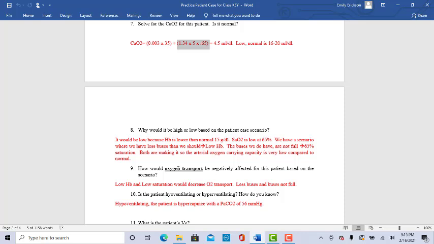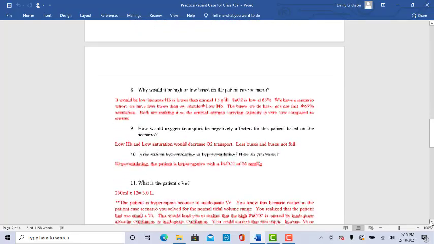I will try to guide you to the answer that I'm looking for by having you solve for something specific or just highlighting portions of the patient case scenario. Number 10, is the patient hypoventilating or hyperventilating? How do you know? This patient is hypoventilating. The patient is hypercapnic with a PaCO2 of 56 millimeters of mercury, and we know the normal range is 35 to 45. So this patient is hypoventilating, and it's making them hypercapnic.